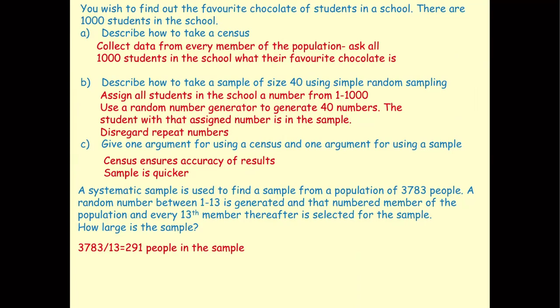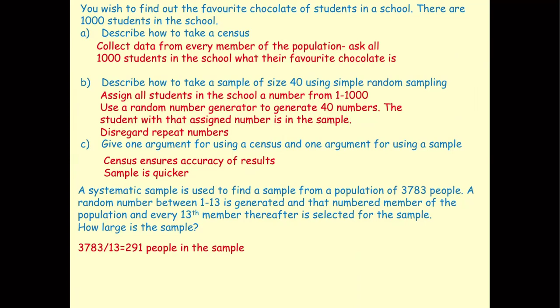Give one argument for using a census and one for using a sample. You may have written a bit more detail than this, but to simply put it, census ensures accuracy and sample is quicker. You might have said sample is cheaper or easier, as long as it's relating to the advantages and disadvantages that we've discussed earlier.